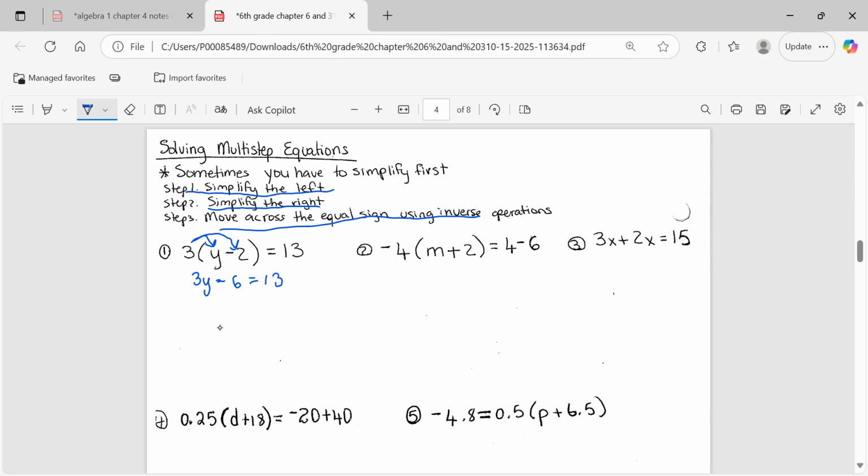Now this should look like a two-step equation. So then we will add 6 to both sides. It's the opposite of subtraction. It's addition. And that cancels out, so that 3y is equal to 13 plus 6, which is 19. Now this should look like a one-step equation, and you would divide both sides by 3, the opposite of multiplication. So that y is 19 over 3 if you're leaving it as a fraction. Or if you're doing it as a decimal, it is 6.3 repeating.